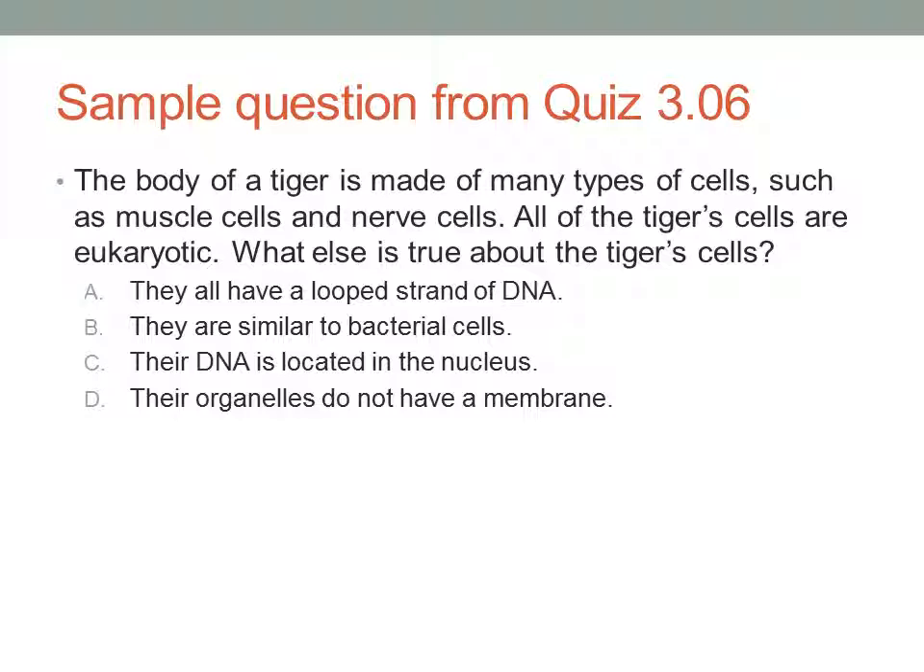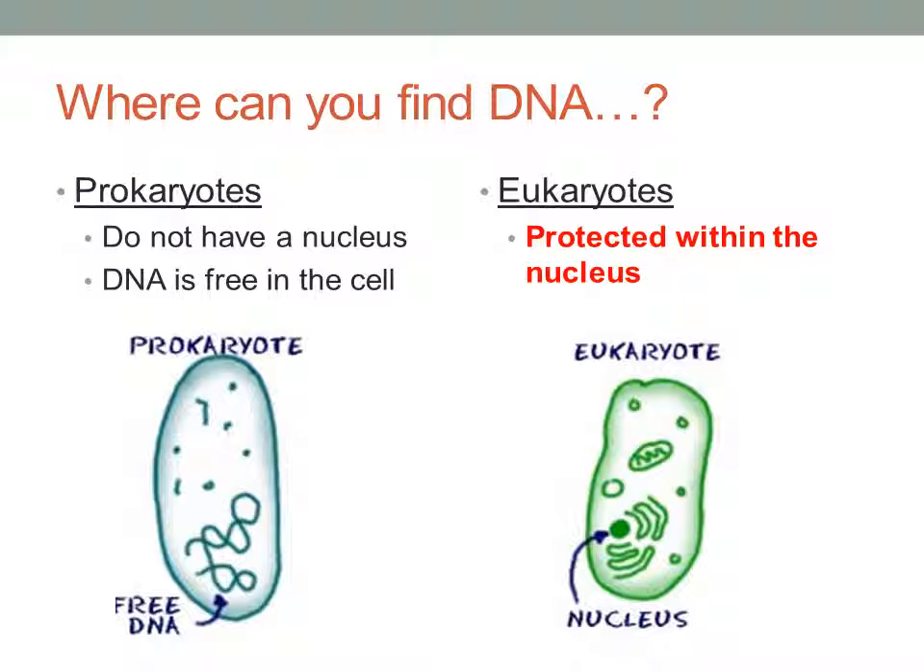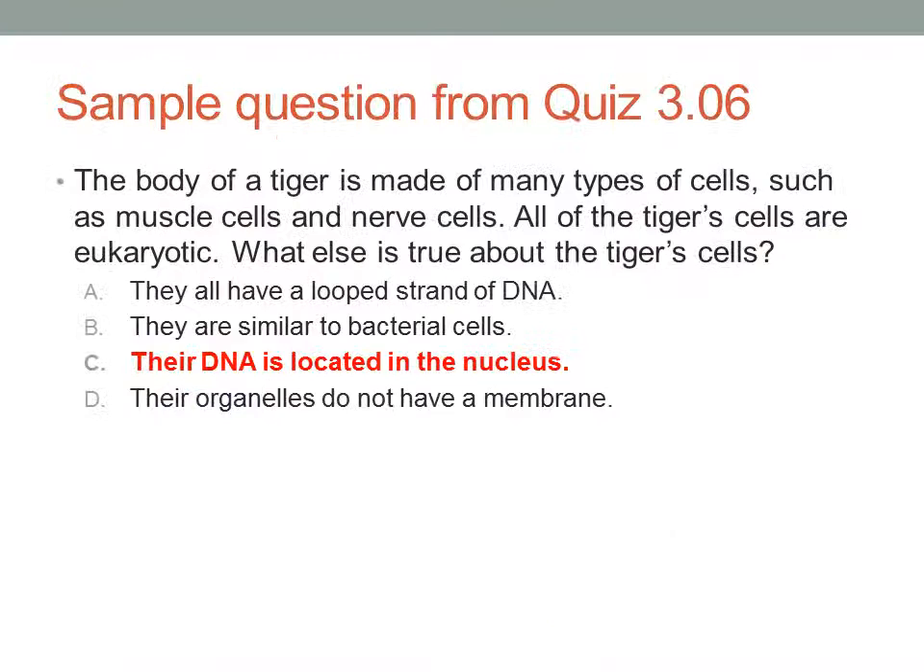So here's a sample question. The body of a tiger is made of many types of cells, such as muscle cells and nerve cells. All of the tiger's cells are eukaryotic. What else is true about the tiger's cells? So we know that they're eukaryotic cells. Which of the following statements are true about eukaryotic cells? They have a loop strand of DNA. They are similar to bacterial cells. Their DNA is located in a nucleus. Or their organelles do not have a membrane. Let's see what is true about cells. We see that eukaryotic cells have DNA protected within the nucleus. So the best answer for this question would be C, their DNA is located in the nucleus.